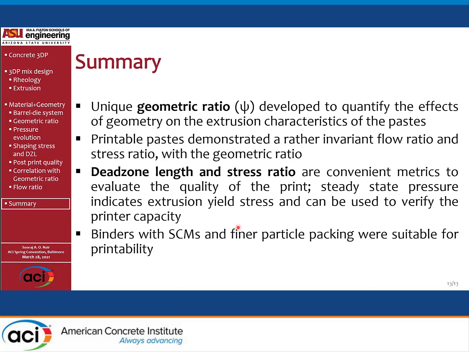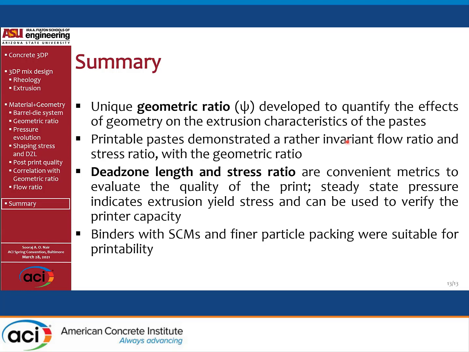So to summarize, what the study puts forward is a unique geometric ratio which can basically quantify a given system, and then we can use that as a measurable quantity to identify which range of geometries are suitable for a given mixture. So the printable case generally demonstrated an invariant flow. If you find the steady state pressure variation with respect to geometric ratio, the slope is much lower for a printable paste when compared to a non-printable paste, which will have a much higher increase with respect to slight variation in the geometric ratio.